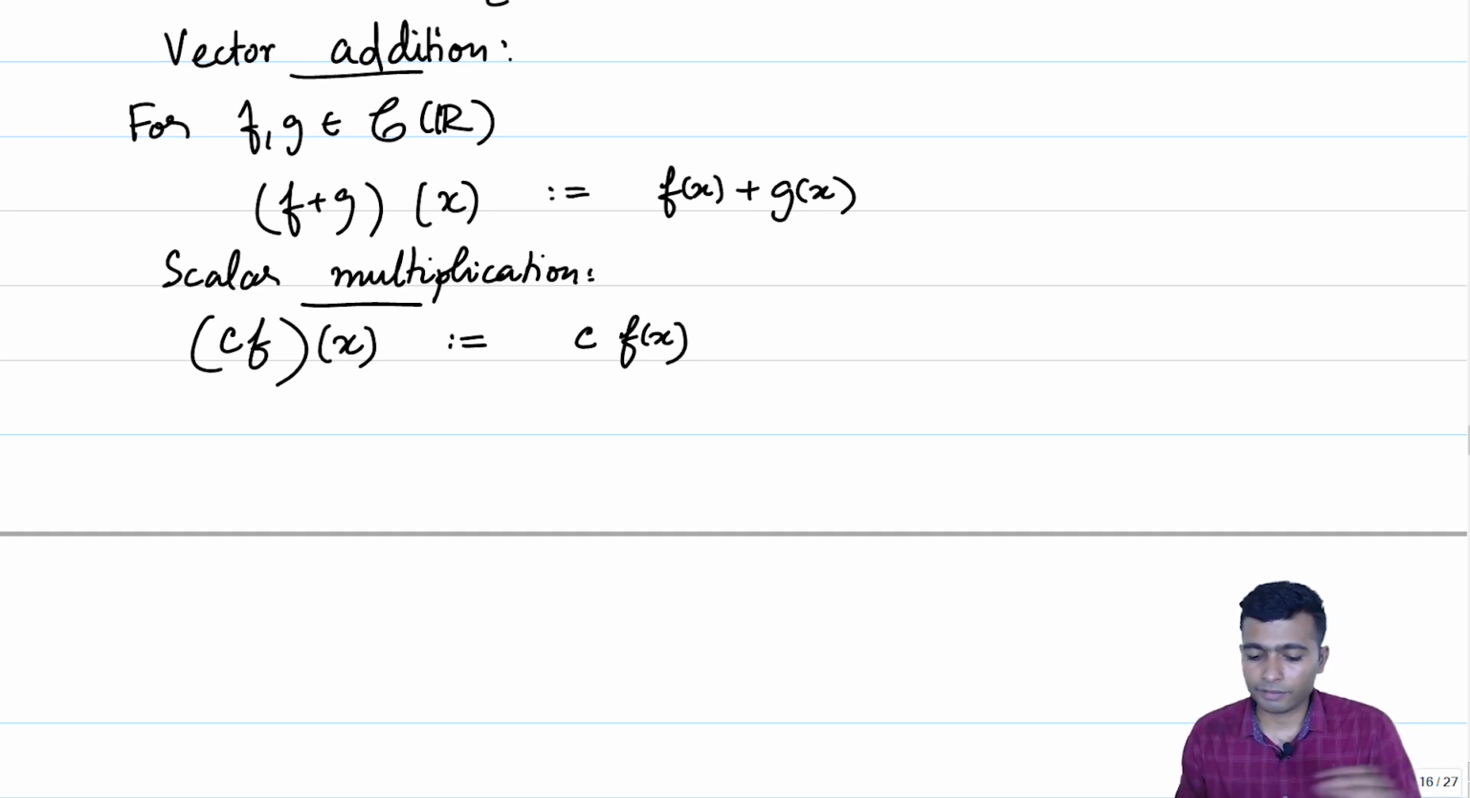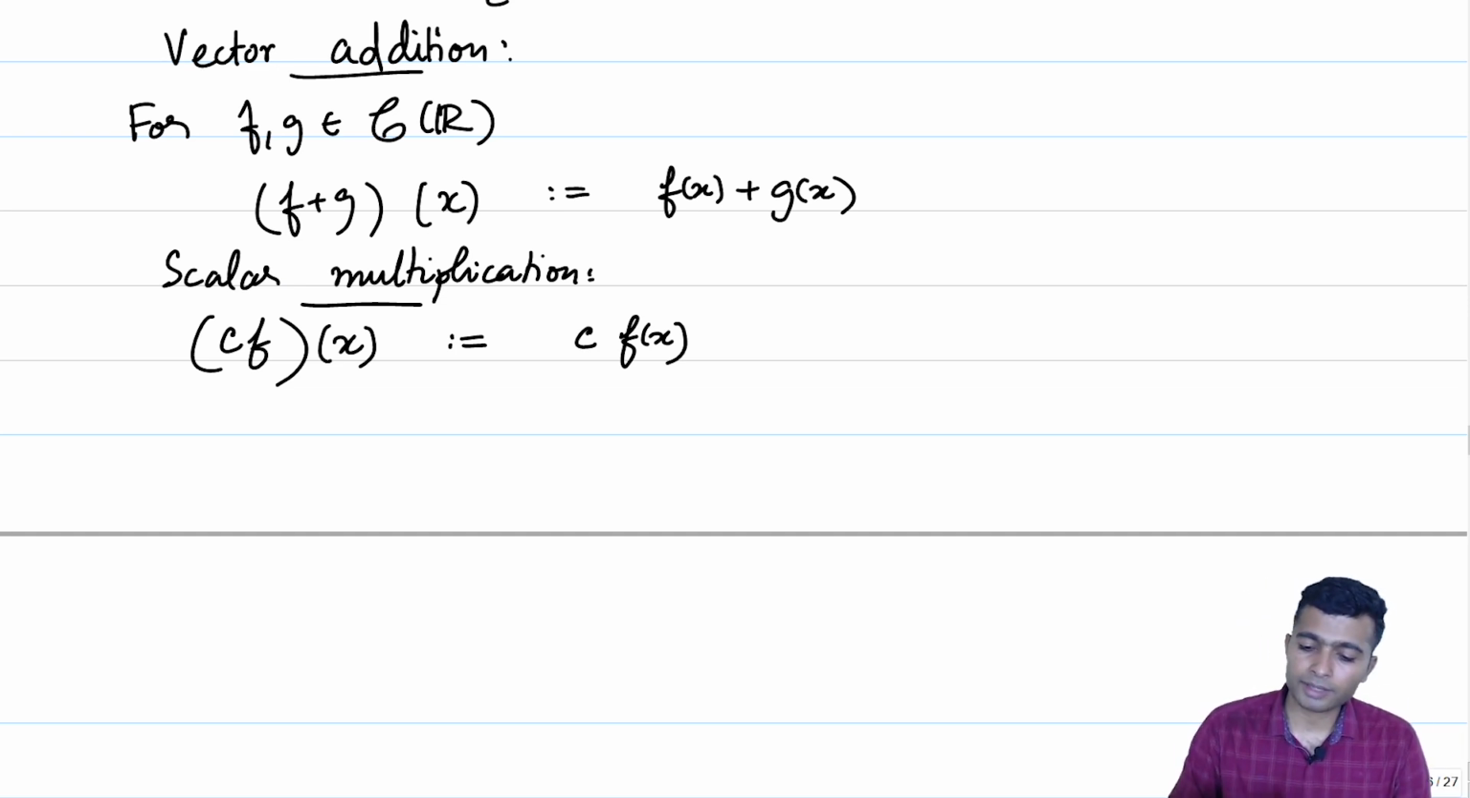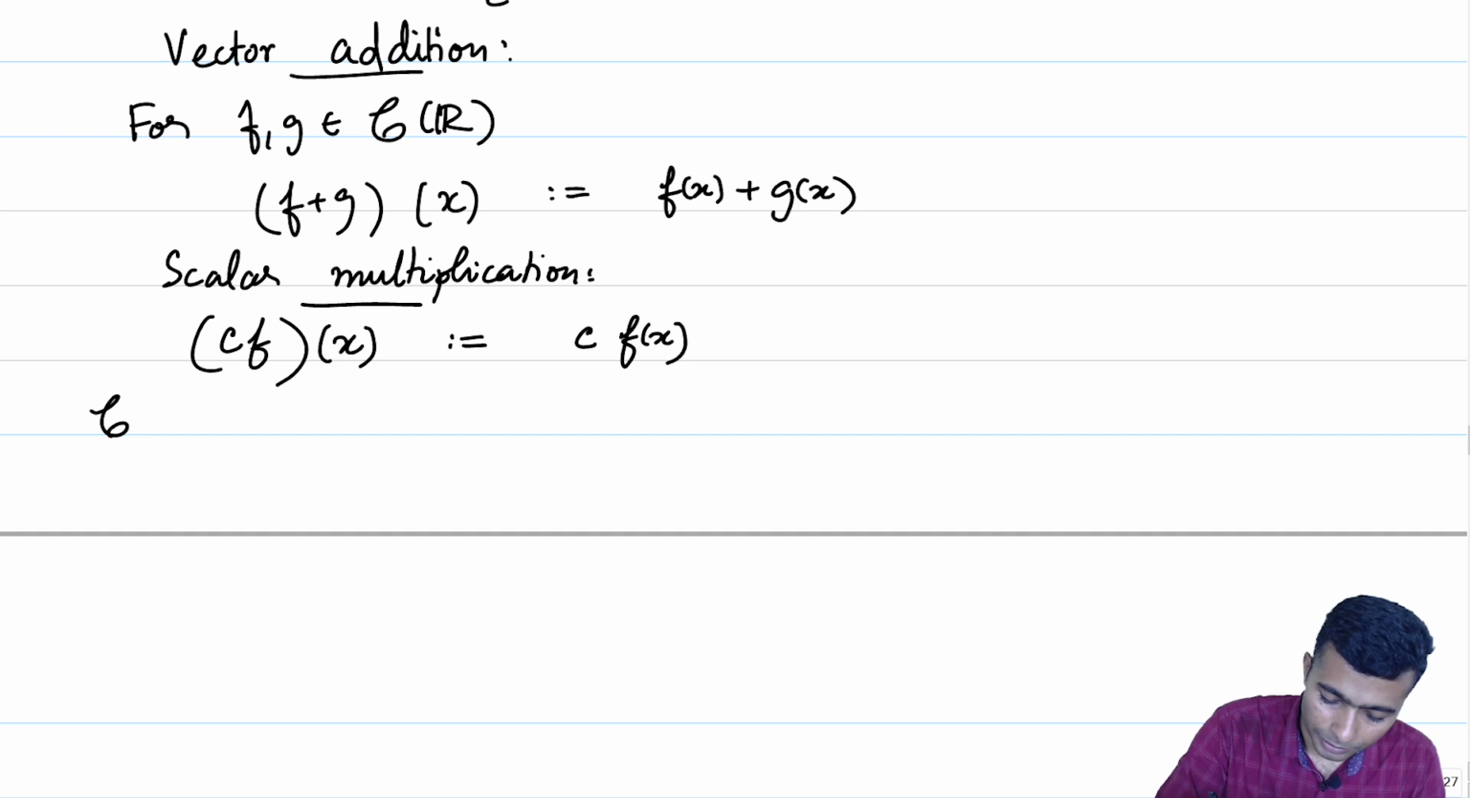Again, I will leave it as an exercise. Let me leave it right now to check that multiplication of a scalar by a continuous function gives you back a continuous function. That is something which I will rest right now, and let you verify this later when you do a course on real analysis. So, the fact that C of R is closed under vector addition and scalar multiplication will be taken for granted right now. So, let me just write that down.